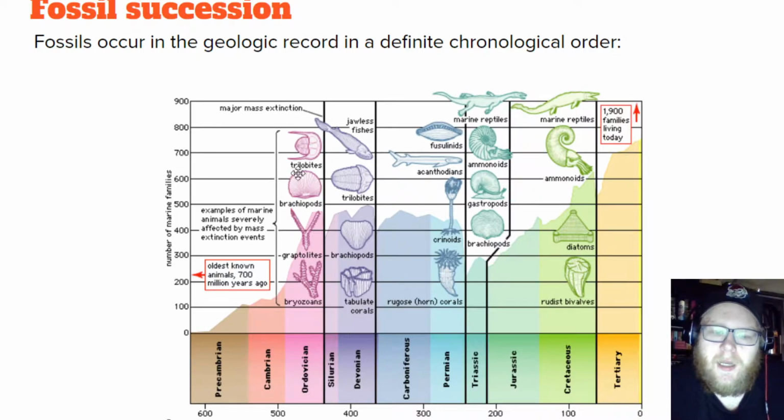So basically, the more left on this chart that the fossils are, the older they are. Excuse me. So if we find a layer of rock with these on the left, and then we find one with these blue ones here, then these ones to the left will be older than these.